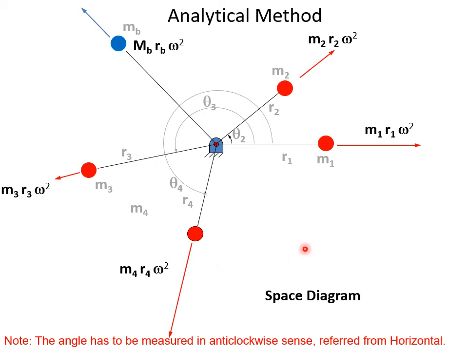This is our aim. We'll try to find the horizontal component of m1 r1, the horizontal component of m2 r2, m3 r3, m4 r4, and mb rb. We will equate all of these, and then go for the vertical components. m1 r1 will have no vertical component, but m2 r2, m3 r3, m4 r4 and mb rb each have a vertical component. Then we will equate the vertical components separately, and from these two equations we will find mb rb and theta b.